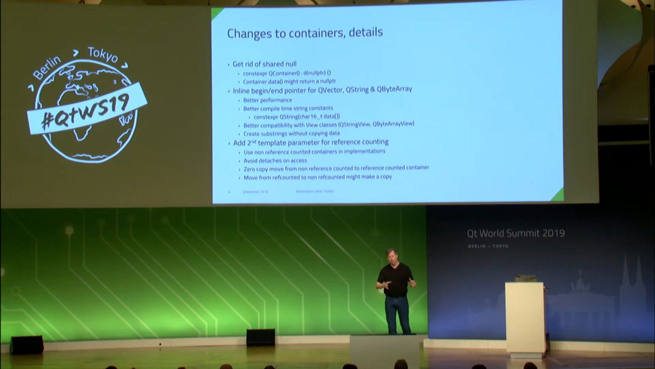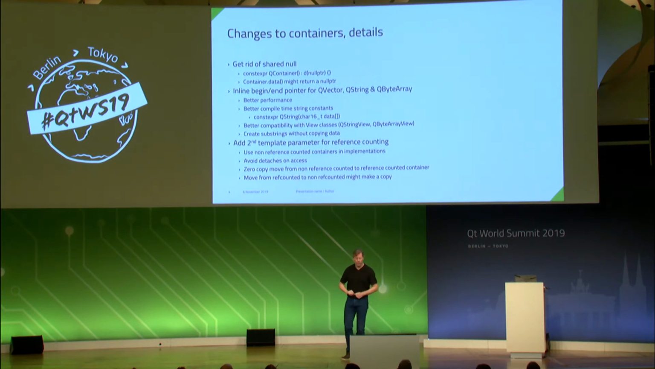So what I want to do is have a second template argument there, saying, okay, this is not reference counted, I know what I'm doing. And then you have the advantage that you can do all the operations on the QString or on the vector using the same API. But we can then afterwards go ahead and say, now I'm done, and actually I want to move it over to a reference counted container. And you just move it over. That's something we can then do.